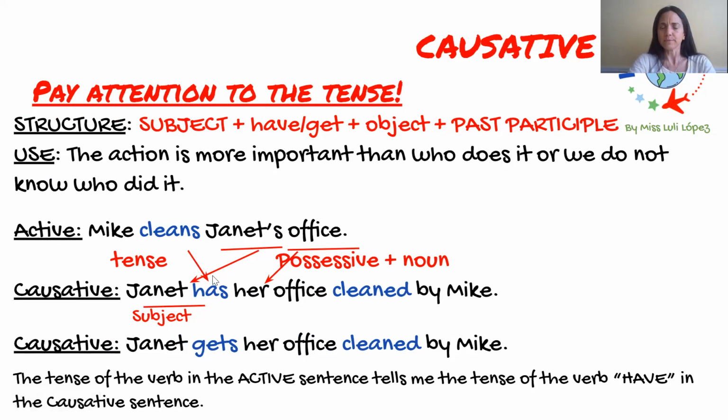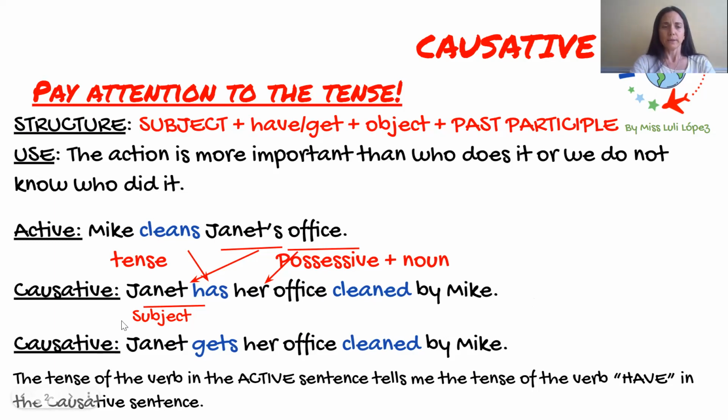And why is it in simple present? Because the verb cleans in the active sentence was in simple present. So the verb that is in the active sentence tells me which tense I have to use in the causative. So we have has, and then we need the object. In this case is her office. And after the object, we need the past participle. In this case, cleaned. All right, and if we know who did the action, we can add this information with by Mike, okay? But this last part is not always necessary.